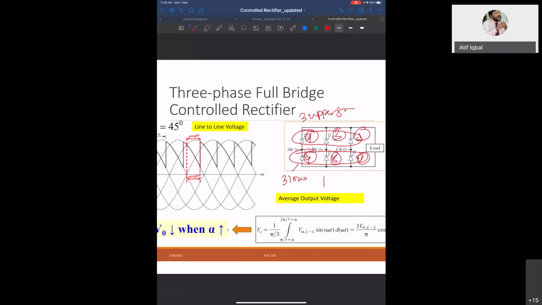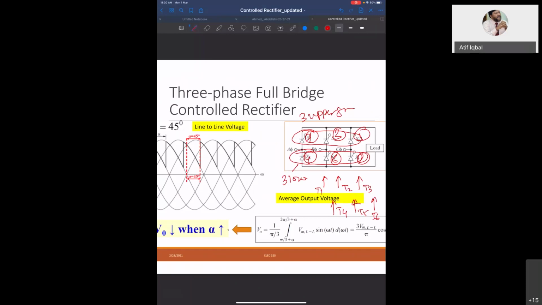So when you turn on 1, after that you have to turn on number 2. After that you have to turn on number 3. Then you turn on number 4. Then you turn on number 5. And then you turn on number 6. Always it will follow like this. So that's why we number them like this.